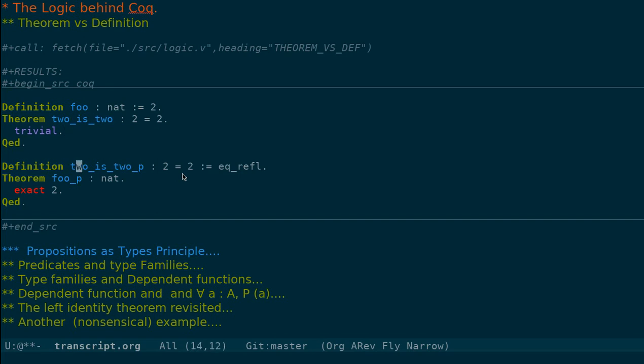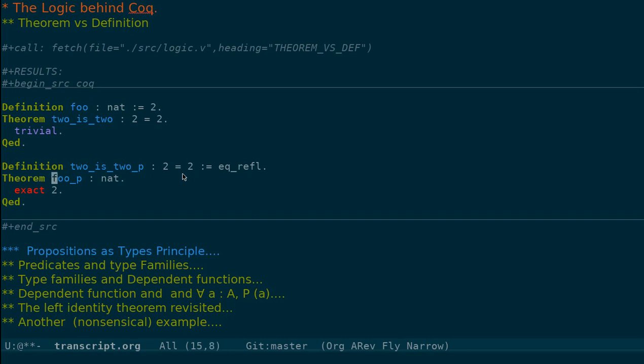So Definition two_p, another name for it, of type 2 equal to 2. So 2 equal to 2 is a type. The mathematical statement 2 equal to 2 is a type. And how do I prove it? I prove it by giving a definition of an object of that type. In this case, it is eq_refl.